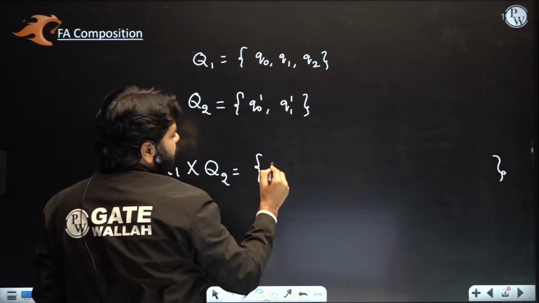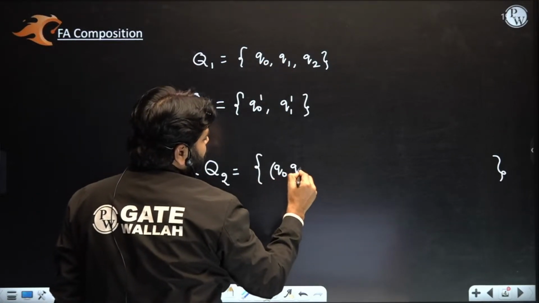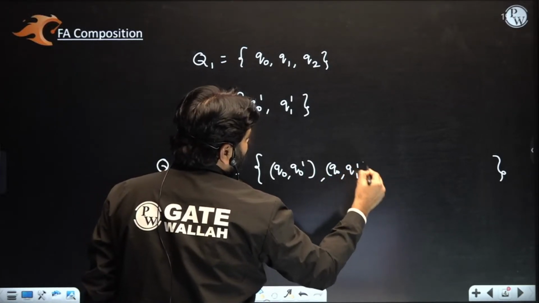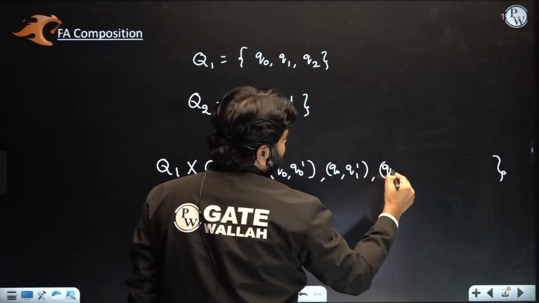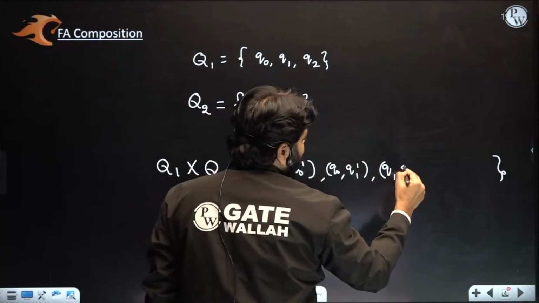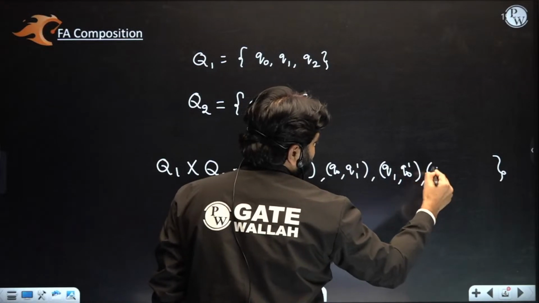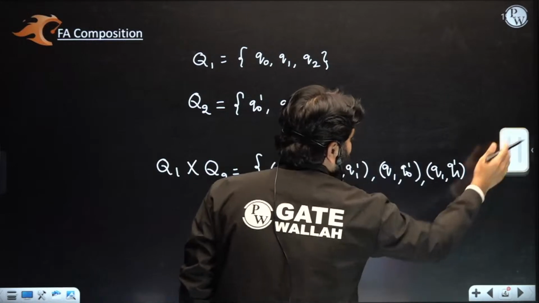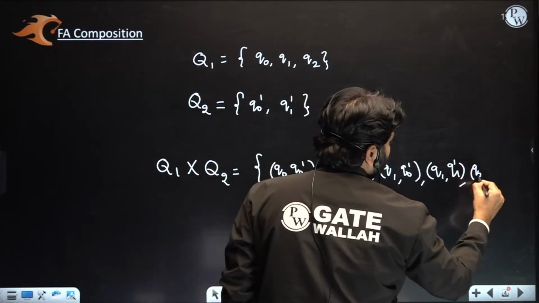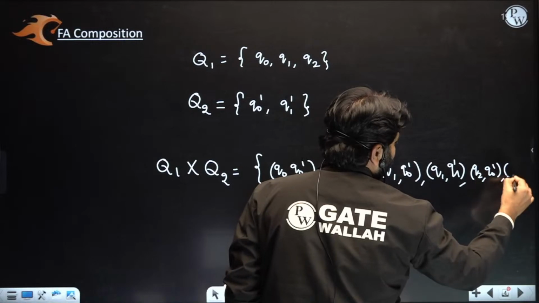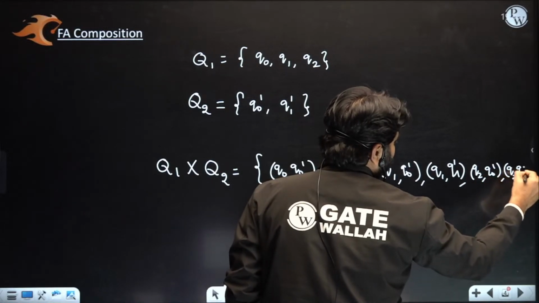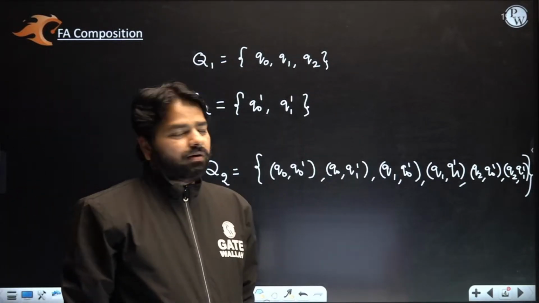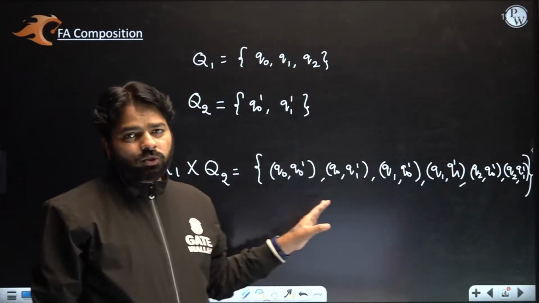Q0 is going to have a relation with Q0 dash, or Q0 prime, and Q0 will have a relation with Q1 dash, and similarly Q1 will have a relation with Q0 dash, and then Q1 with Q1 dash, and then you have Q2 with Q0 dash and Q2 with Q1 dash. So these are the elements you have, a total of 6 pairs. I hope you understood what a Cartesian product is.